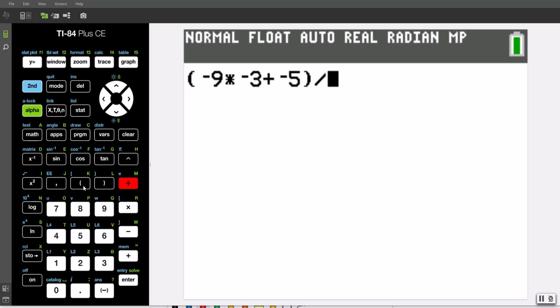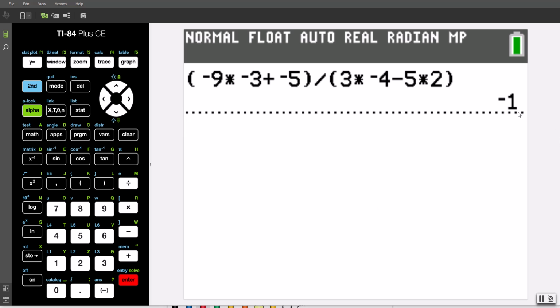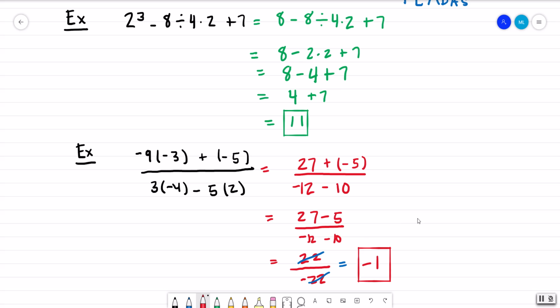Then we put an open set of parentheses, and then 3 times negative 4. The difference here is that I need to use a subtraction symbol, so minus 5 times 2, and then you just close it. When you click enter, it gives us negative 1, which is exactly what we got over here, but we did it using order of operations and applying PEMDAS for the top and for the bottom, and then simplifying last. Okay, so that's going to be it for order of operations.